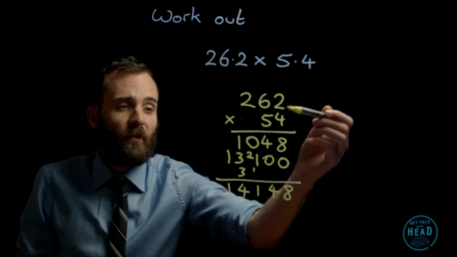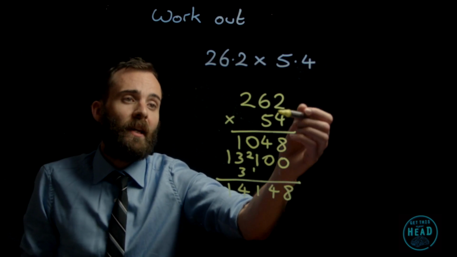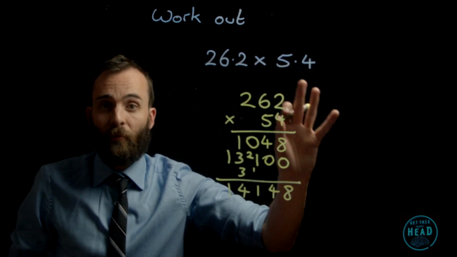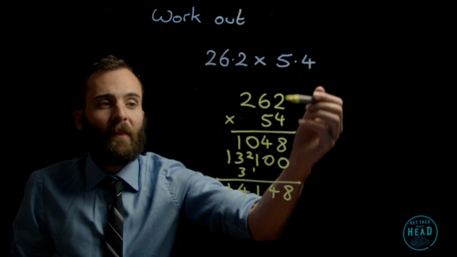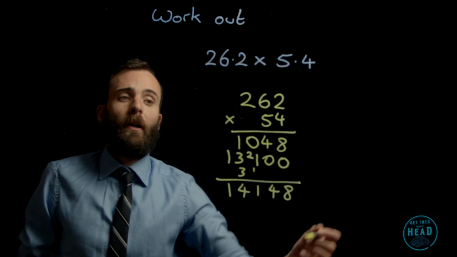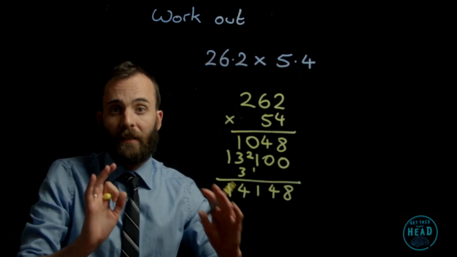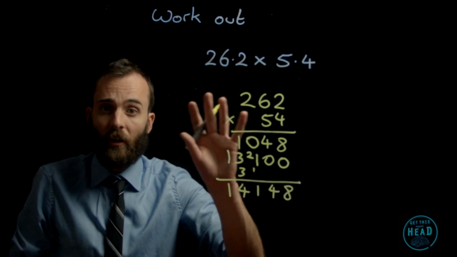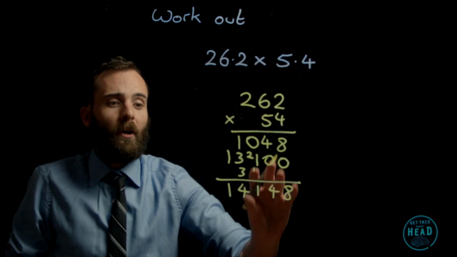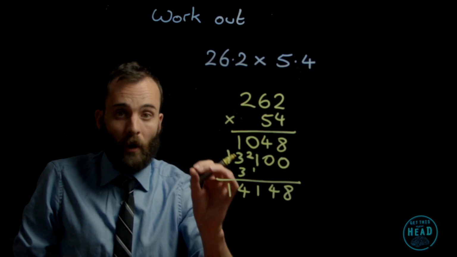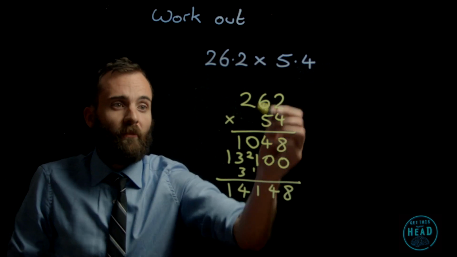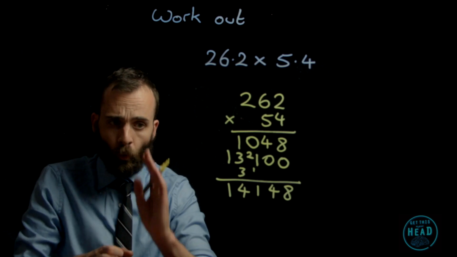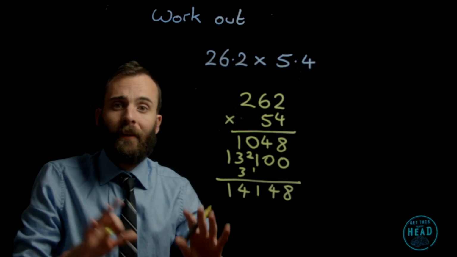The first mark was for showing an appropriate way of working it out, multiplying our numbers by whatever we needed to make them into integers. So the fact that I've done 262 multiplied by 54 in the column method's given me a mark. I could have used Gelosia, I could have used the grid method, doesn't matter. I've done a good method of doing it, so that's a mark there. The second mark is for getting the right digits. So I've multiplied that correctly. I've got 14,148, the digits 14148. That's my second mark.